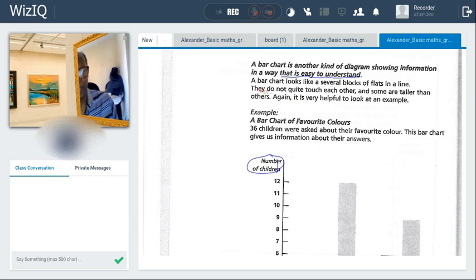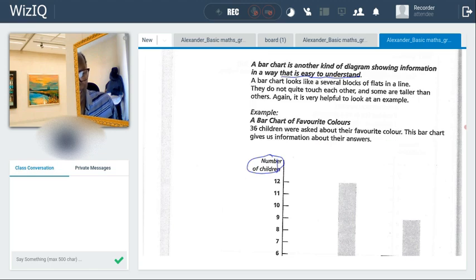All of us are different. A bar chart looks like several blocks of flats in a line. They do not quite touch each other, and some are taller than others, depending on what they are representing. Again, it is very helpful to look at an example. So let's look at this one.